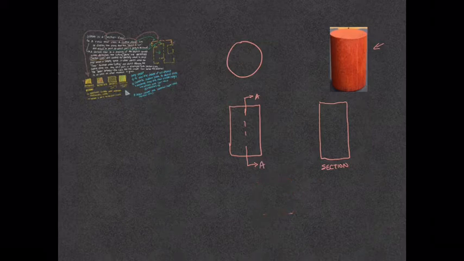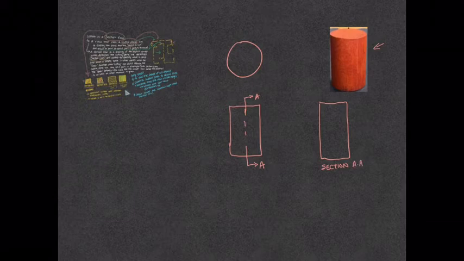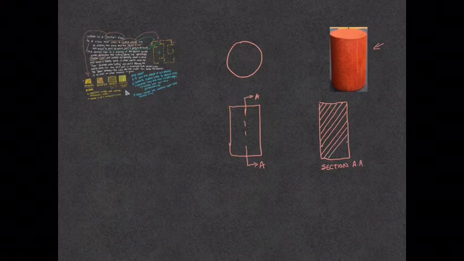And the cutting plane line is now labeled A, so it's going to be section A. And since this is wood, my lines are going to be decently spread apart, but they're going to be consistent and parallel to one another. So that is showing you that that object right there is a solid object.